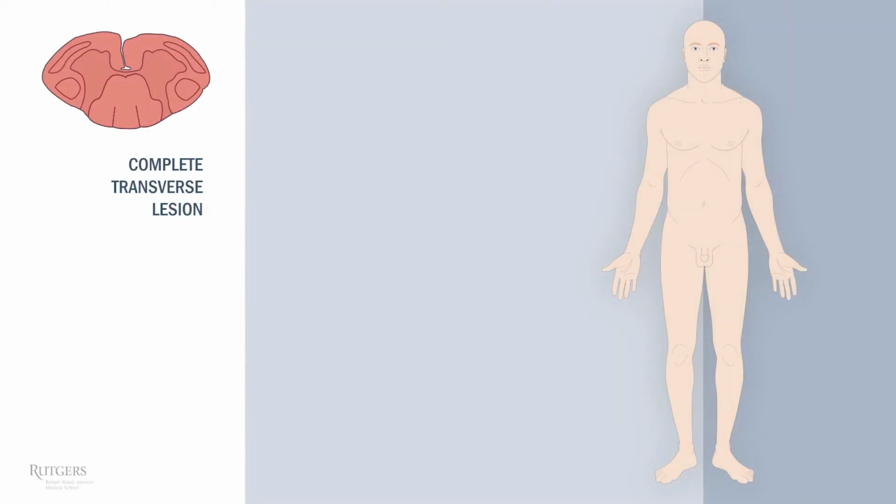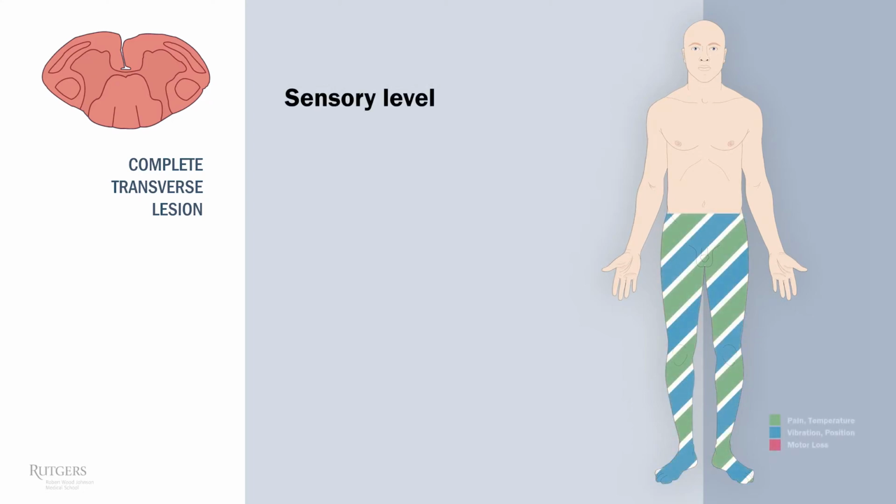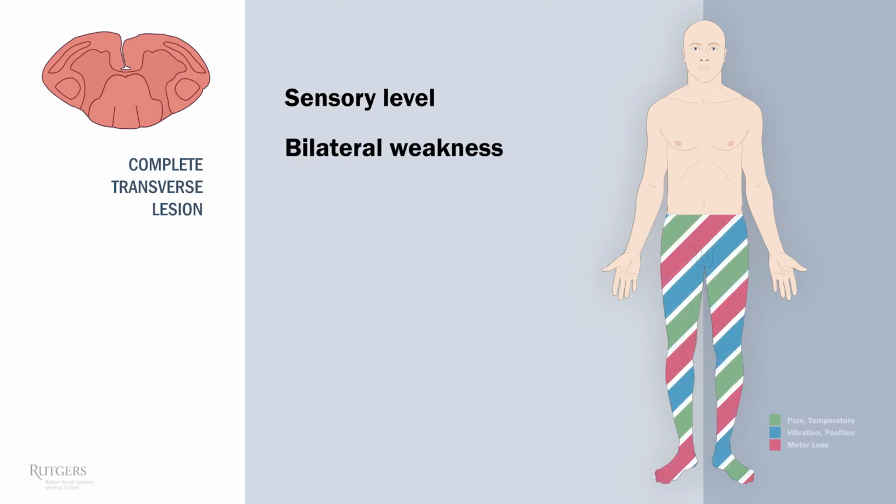Let's take a look at what happens when the entire cord is damaged in a transverse fashion. As we mentioned, the most specific finding is a sensory level, and it typically affects all modalities. Sensory fibers enter the posterior cord, ascend 1 to 2 levels, and then decussate in the anterior commissure. So the sensory level is typically present 1 to 2 segments below the actual lesion. Bilateral weakness is usually a given.